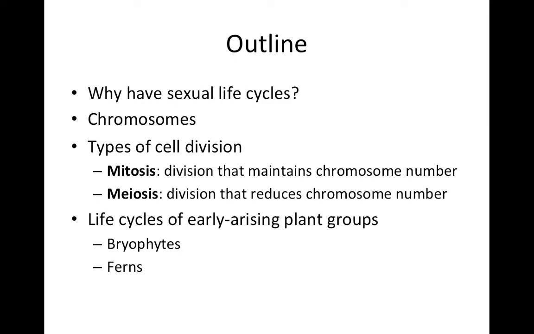We'll first address why have sexual life cycles at all rather than just engage in asexual reproduction, or reproduction without sex. We're then going to quickly define what chromosomes are, and go over the basics of two forms of cell division. These are mitosis, which is the division that maintains chromosome number, and meiosis, which is a division that reduces chromosome number. We will then talk about the life cycles of early arising groups of plants, and we are actually going to focus on the ferns.